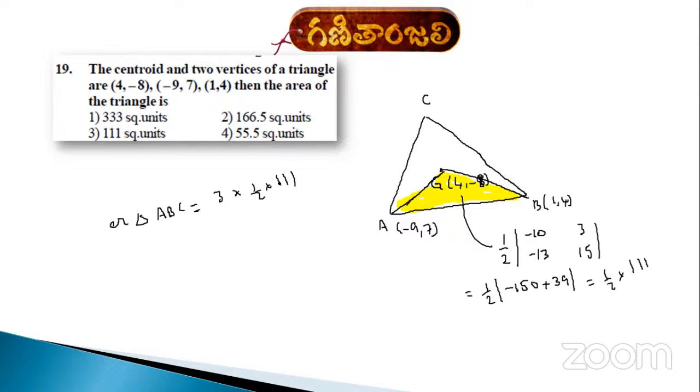166.5, sir. How much? Tell again. 166.5. How could you tell? Oh, sir, 3 times, that is 3 by 2. Yeah, 3 by 2.